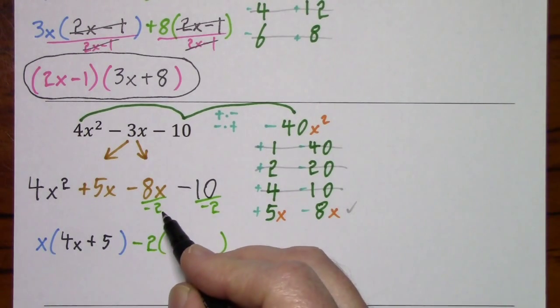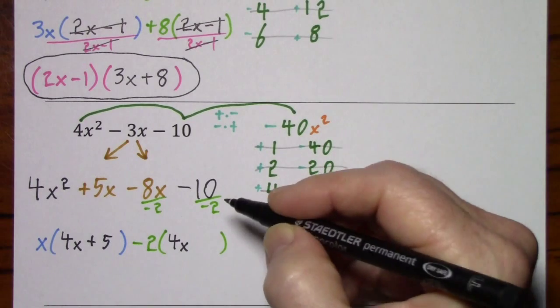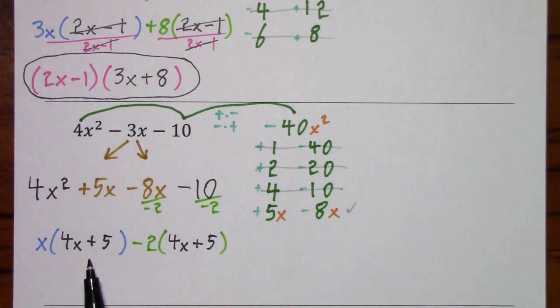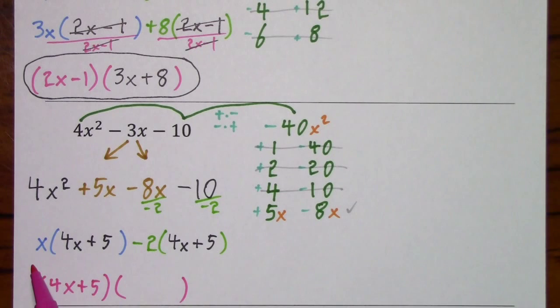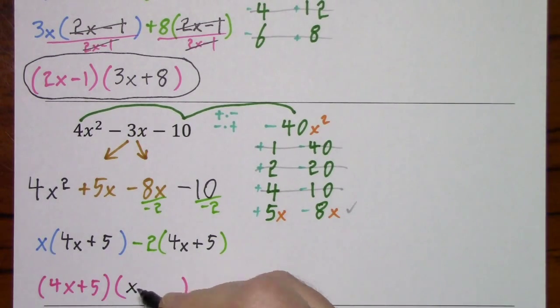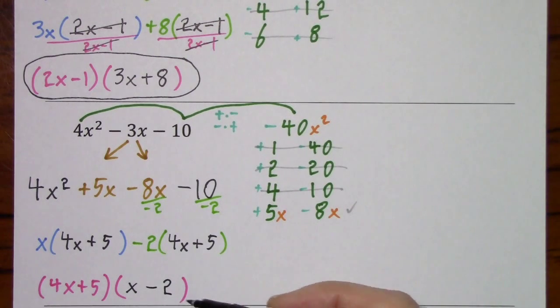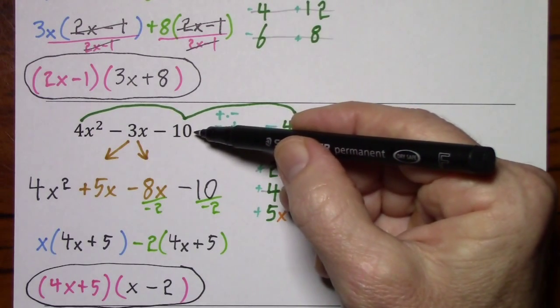So negative 8x divided by a negative 2 leaves us with a positive 4x. Negative 10 divided by negative 2 leaves us with positive 5. And notice what we have in parentheses is identical. So 4x plus 5 is the common factor. So I'm dividing out a 4x plus 5 and dividing out a 4x plus 5. In this case, it leaves me with an x. And over here, it leaves me with a minus 2 or a negative 2, however you care to see that. So this is the factored form of the original polynomial.